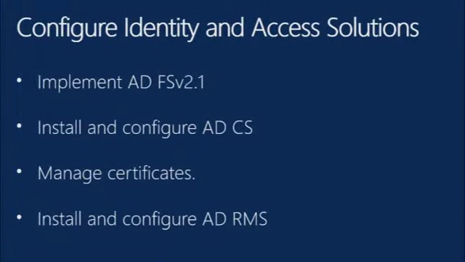So let's jump quickly to the last objective, configuring identity and access solutions. What do we have here? Active Directory Federation Services, Active Directory Certificate Services, and Rights Management. The third bullet point there is managing certificates, which goes into ADCS. So really there are three main bullet points, and the third one is RMS, Rights Management Services.